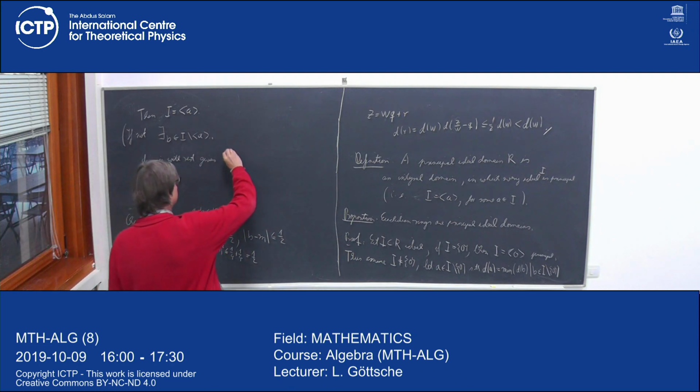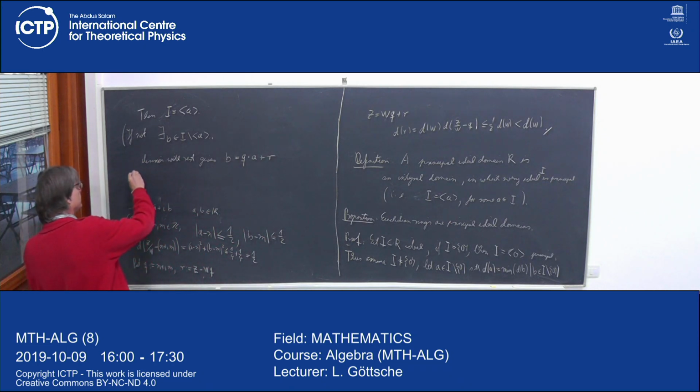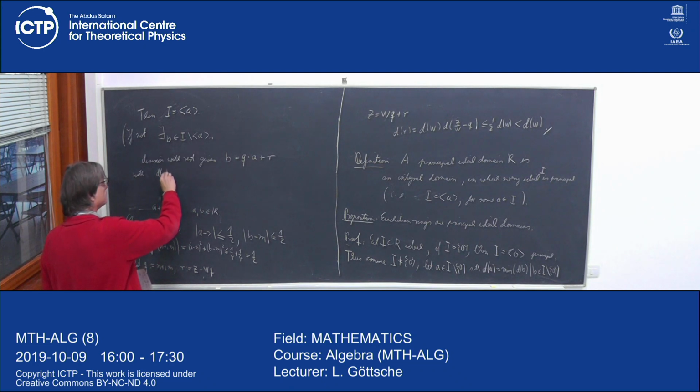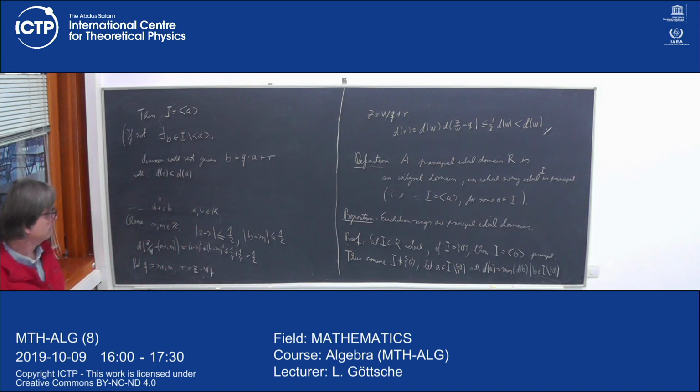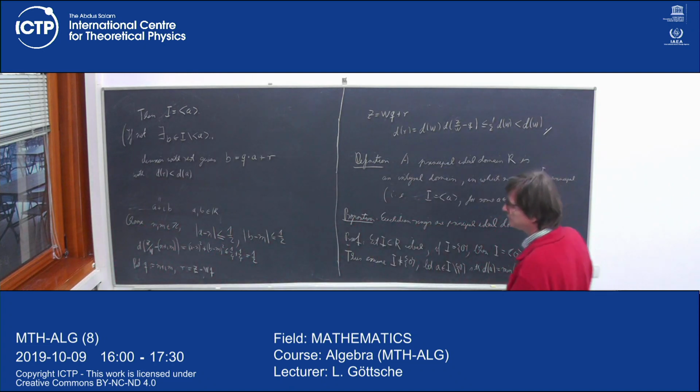B is equal to Q times A plus R, with either R equal to 0, but then it would divide it, or d of R smaller than d of A. I actually need to make an indirect argument, but anyway. However, this contradicts our assumption.